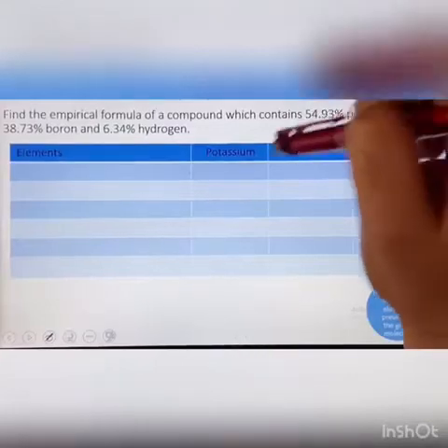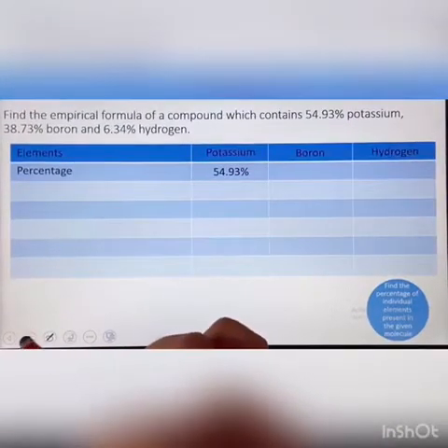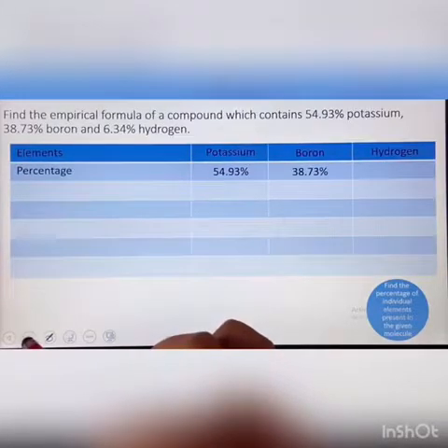Just write these percentages over here. The percentage of potassium is 54.93, the percentage of boron is 38.73, and the percentage for hydrogen is 6.34. Right? What is the next step that we do after this?